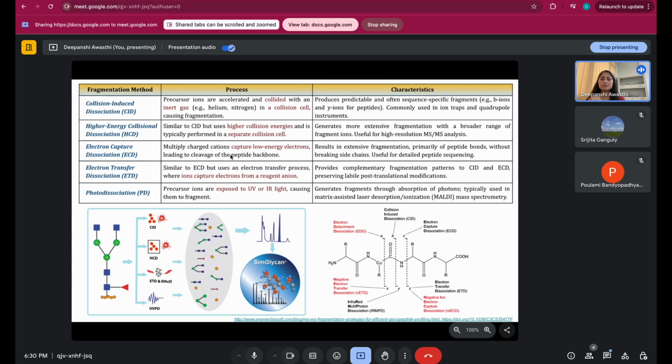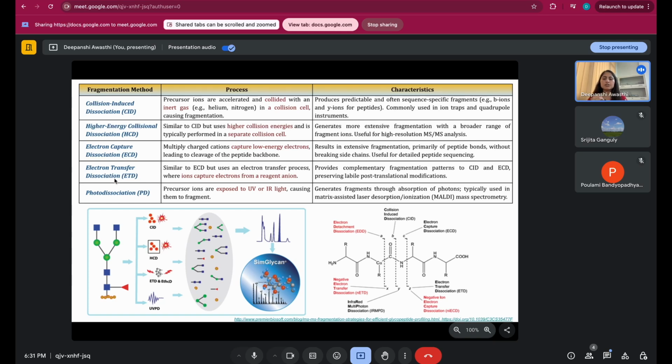In this case, fragmentation is happening because multiply charged cations are capturing the low energy electrons, and the bonds which are not that strong will cleave. It will lead to the cleavage of the peptide backbone, and result in extensive fragmentation, primarily of the peptide bonds without breaking the side chains. So in electron capture dissociation also, we will be breaking primarily at the peptide bonds. It's not saying that only peptide bonds, but in most cases it will break at the peptide bonds, and the side chains will be intact. So this method will also be helpful while analyzing the peptide sequence.